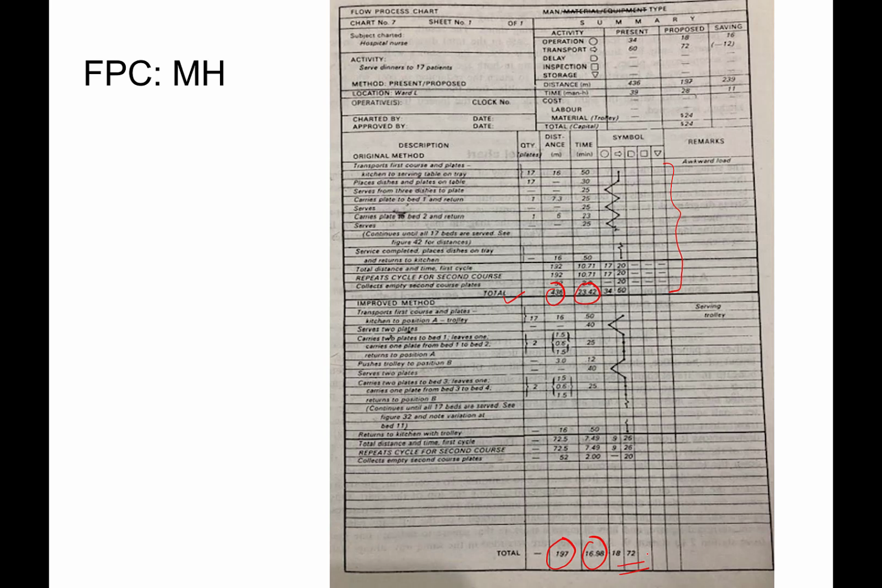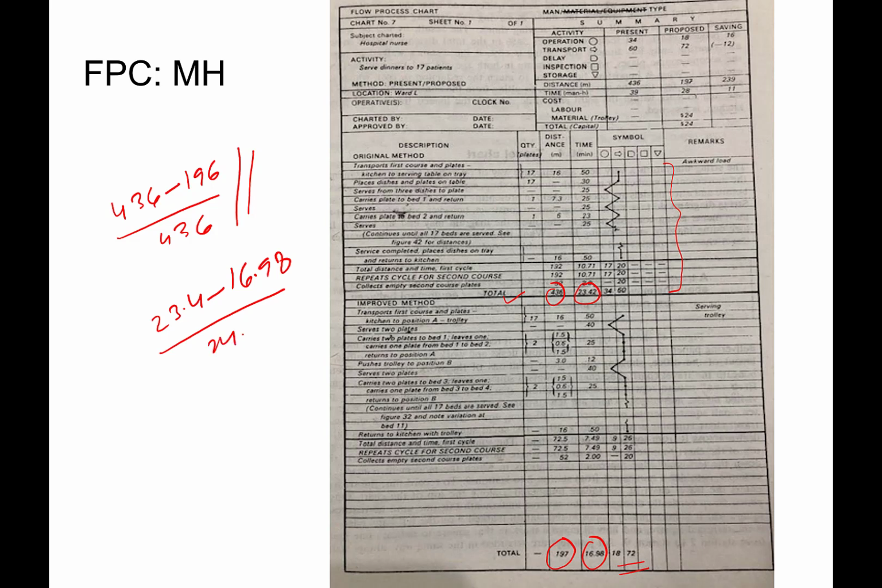If you see the improvement, the change noted was 436 minus 196 divided by 436. So this was a significant improvement. Similarly, with respect to the time, 23.4 minus 16.98 divided by 23.4. So this resulted in around 50 to 60%. It is actually around 55 to 65%. So this was a little more compared to the distance.